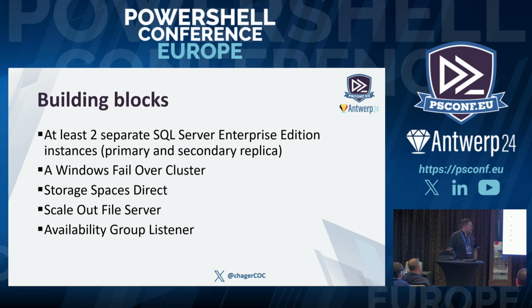What are the building blocks? So what did I do in my lab? We need SQL Server Enterprise Edition, at least 2 nodes. I only created 2 nodes. We need to create a Windows failover cluster. I used Storage Spaces Direct because I don't have a SAN near me, so I created a Storage Spaces Direct pool. Created a scale-out file server for creating the shares where we store our databases and the needed files. And last but not least, the availability group listener for connecting to the Always On availability group.